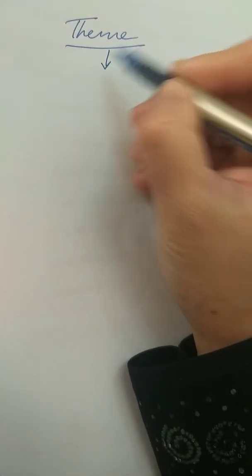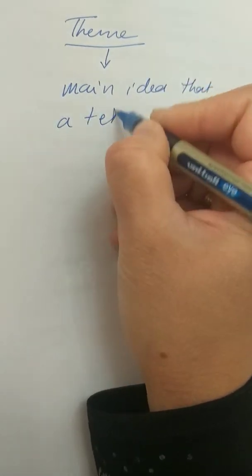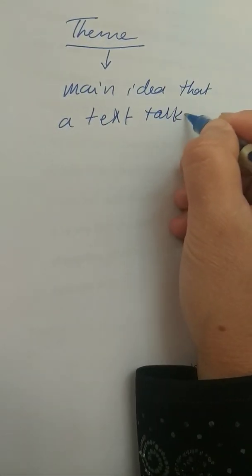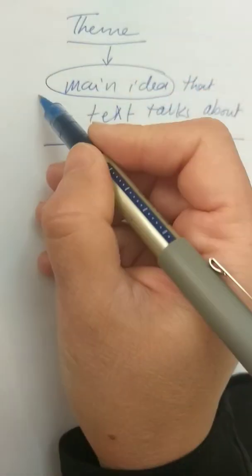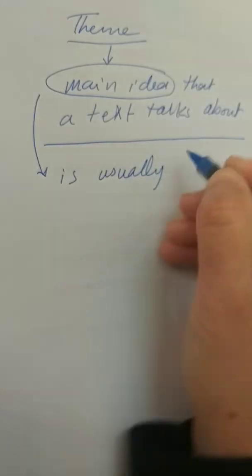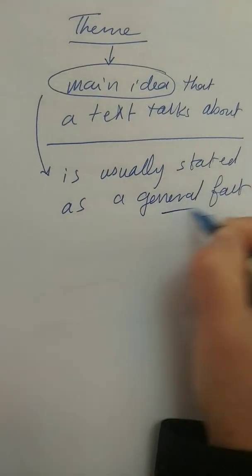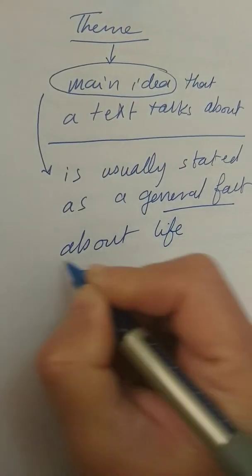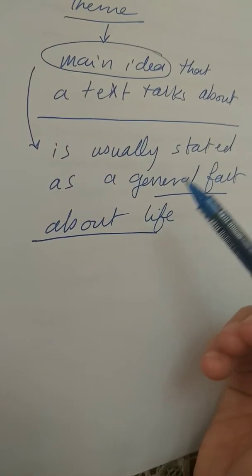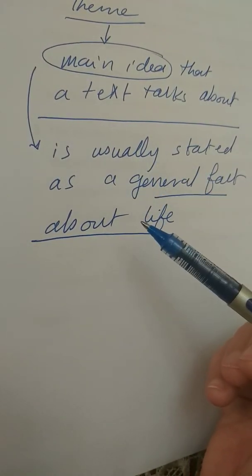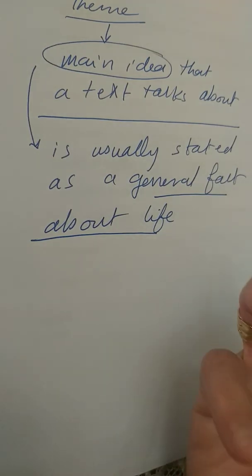Theme is the main idea that a text, and we mean here a literary text, talks about. Okay? The main idea. Now remember, this main idea is usually stated as a general fact about life. What does that mean? This means when we discuss the theme of a story, we have to use general language or we have to state this theme as a general fact about life, which means we never refer to specific details in the story. We never mention names of the characters, but we have to state our theme generally.